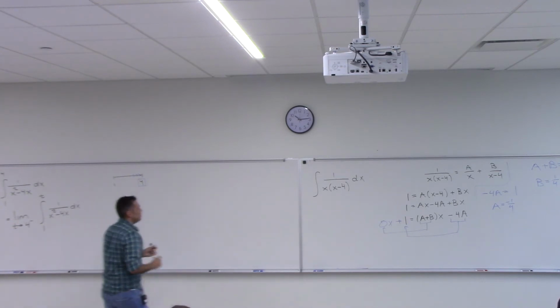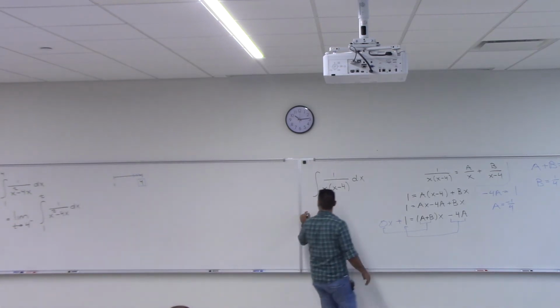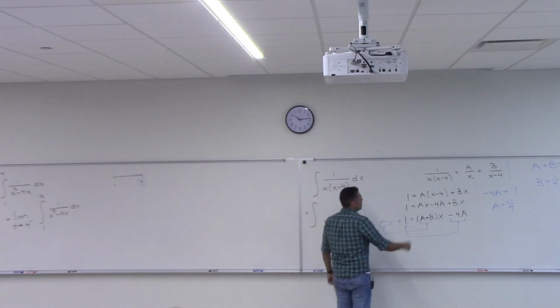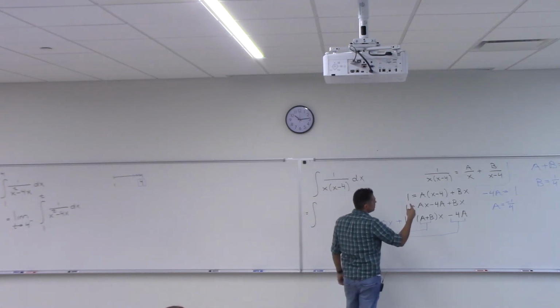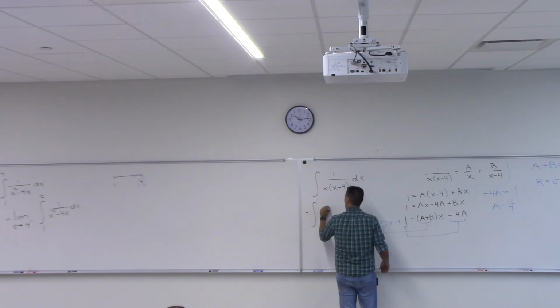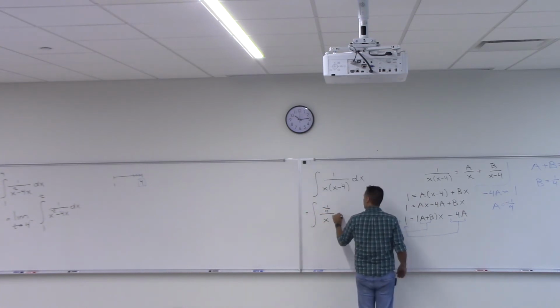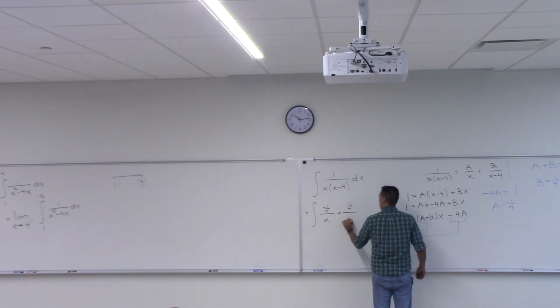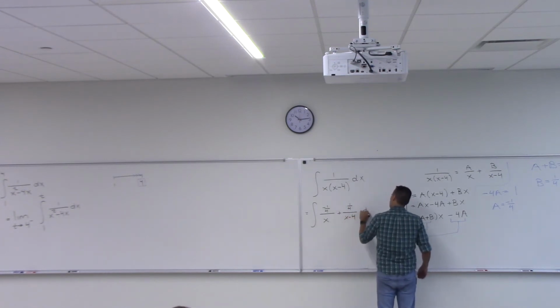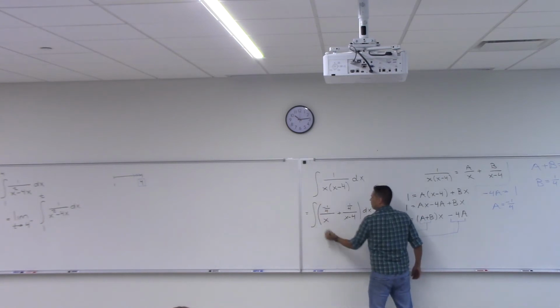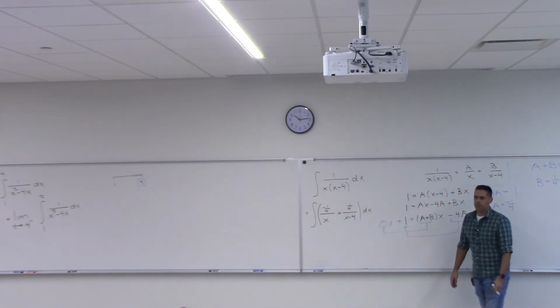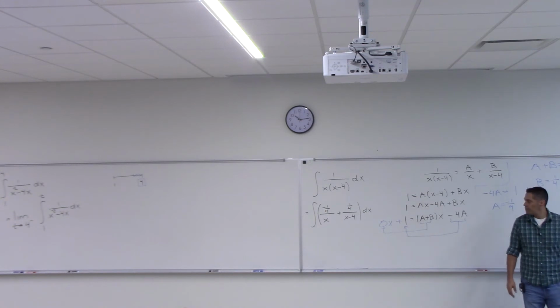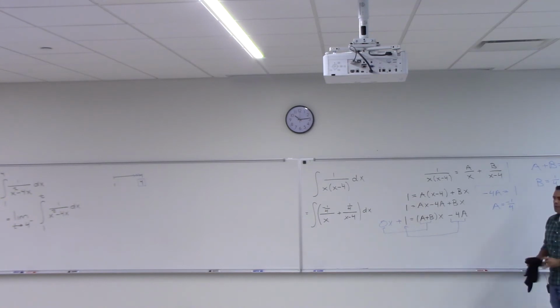So now this becomes the integral of a over, what's a? A is negative 1/4 over x, and then plus b, which is positive 1/4 over x minus 4 dx, like that. Any questions?